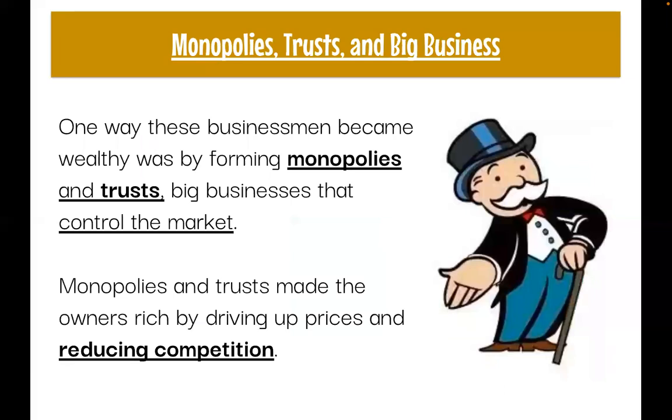So these businesses were able to become so wealthy through the monopolies and trusts because they controlled the market. You think of Carnegie, he owned the mines, he built the bridges, he sold the steel, and this is what we built the nation with.